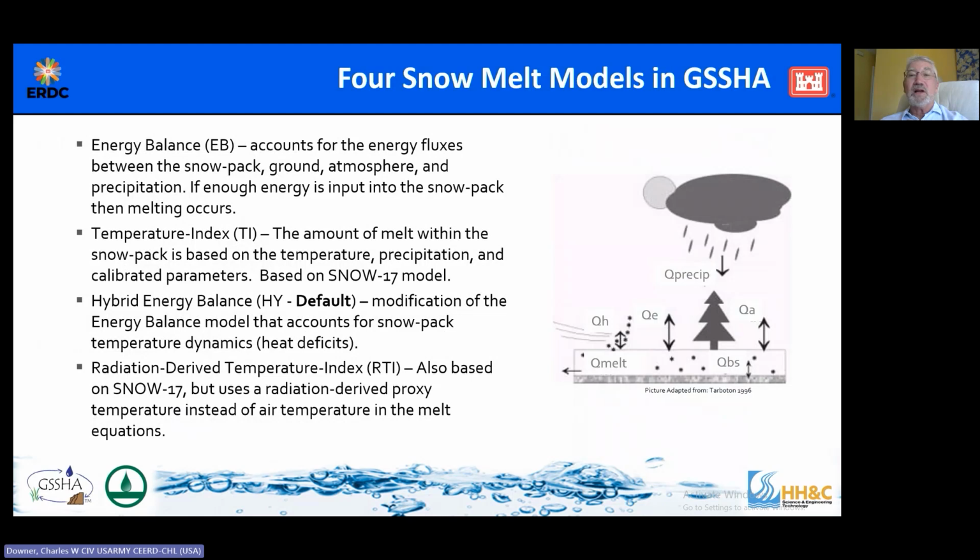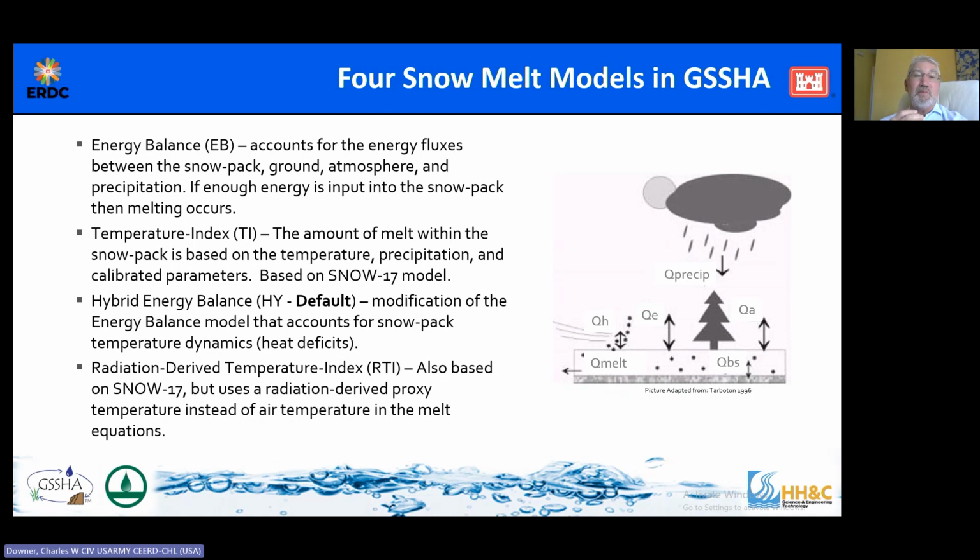So let's talk a little bit about the different snow models that we have in GSSHA. The first is just a simple energy balance. It accounts for the energy fluxes between the snowpack, the ground, the atmosphere, and the precipitation. So basically, if you put enough energy into your snowpack, then you get an equivalent amount of melting. Temperature index is probably the most common kind of model you'll find, especially in hydrology models. What we have essentially is Snow 17, if you're familiar with that model.